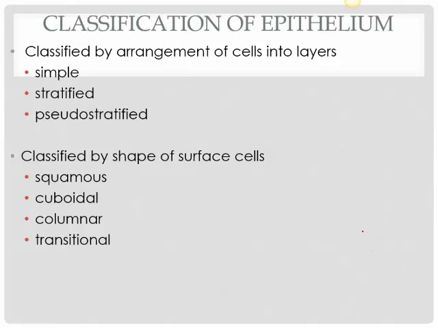Cuboidal epithelium is where the cells look like a cube. If you look at it from the side, they are as tall as they are wide. The nucleus is usually rounded, with very little cytoplasm above the nucleus; most of it is on the side. So they look like cubes. Again, you can have simple cuboidal, meaning a single layer of cuboidal cells. You can have stratified cuboidal, where the bottom layer could be anything, usually columnar or cuboidal, but the top layer has to be cuboidal. That's why you call it stratified cuboidal.